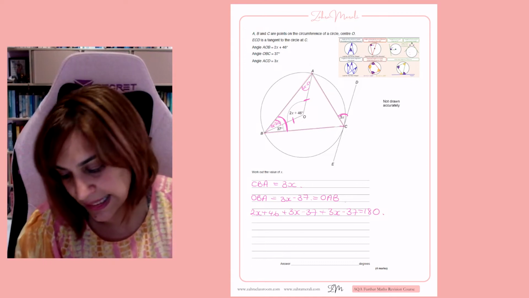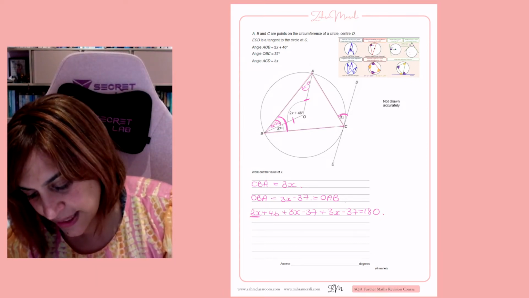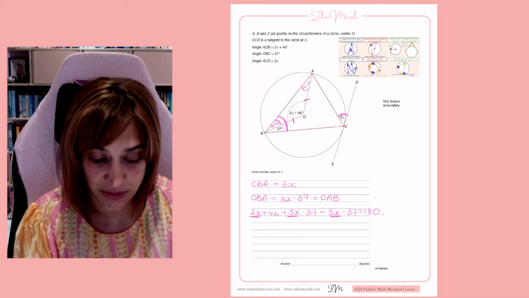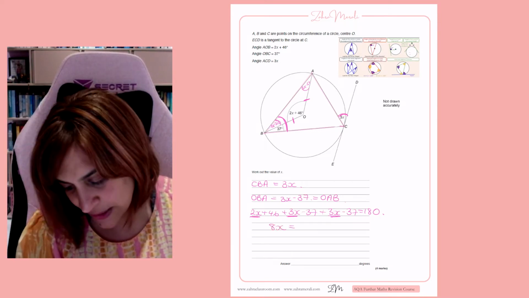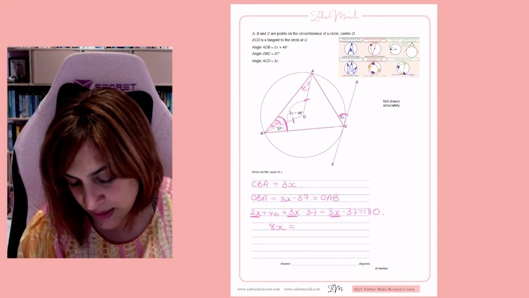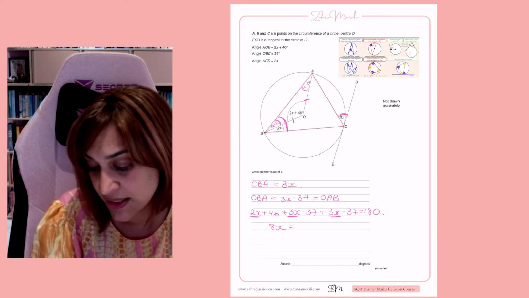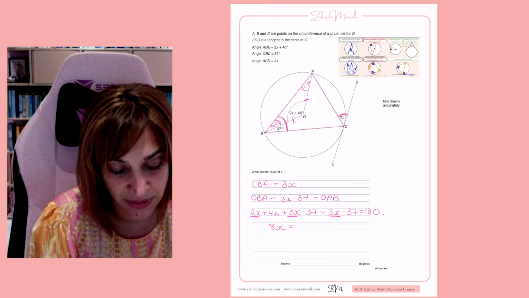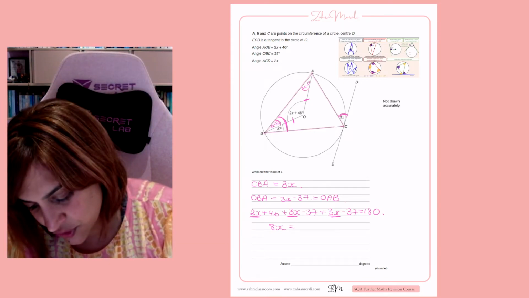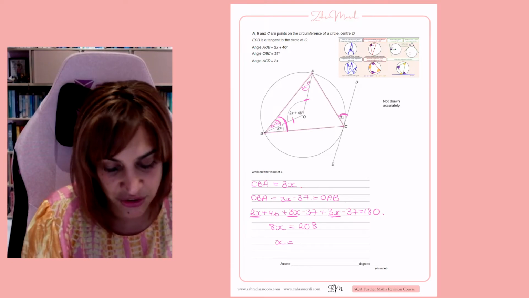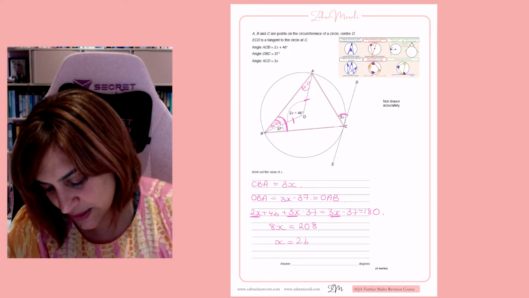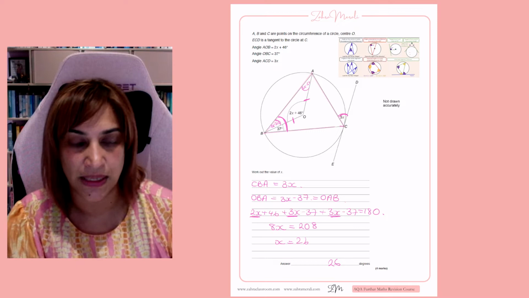So now we can collect our like terms. We've got 2x plus 3x plus 3x to give us 8x. We're going to take all the numbers to the other side. So 180 plus 37 plus 37 minus 46 to give us 208. And then we can divide by 8 to give us 26. So we get 26 degrees for that angle.